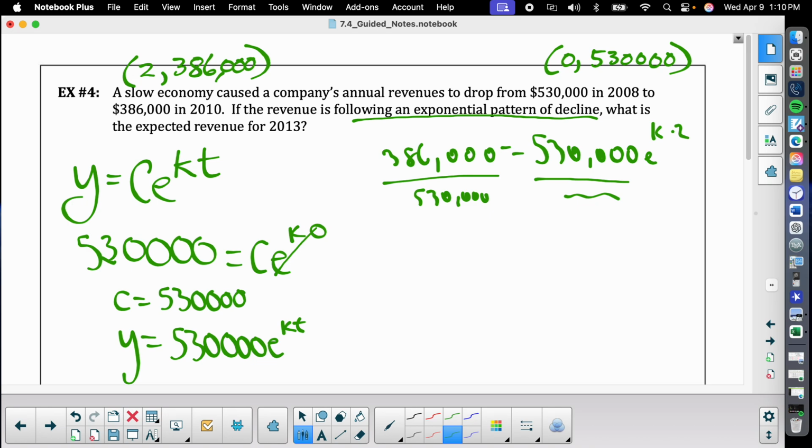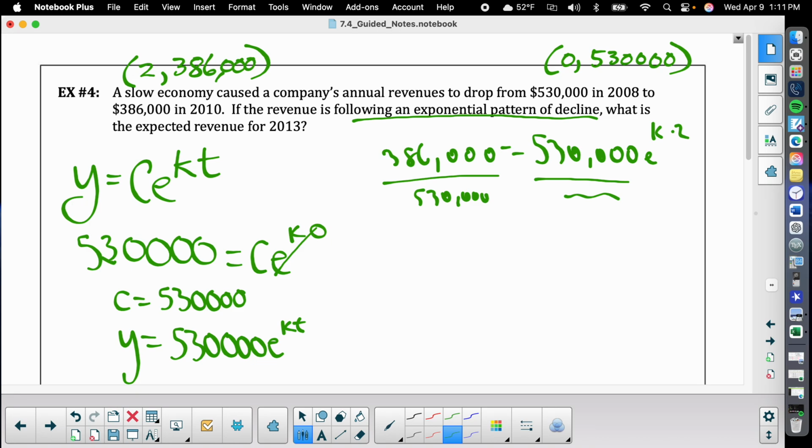As a tip, which is super annoying, my guess is this is not going to be a nice decimal. Did somebody divide it out? Is it a perfect 0.7? No. So then don't make it a decimal yet. If you're good at using the store feature on your calculator, that worked great here. Otherwise, just leave it as 386 over 530.